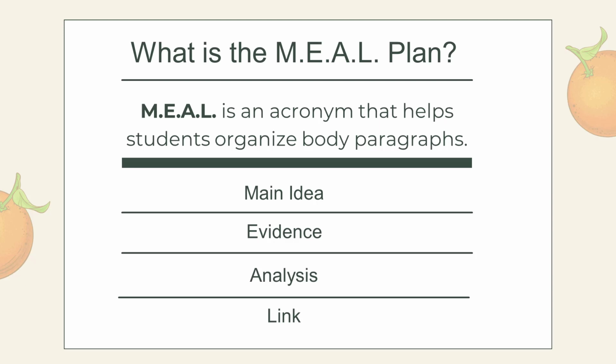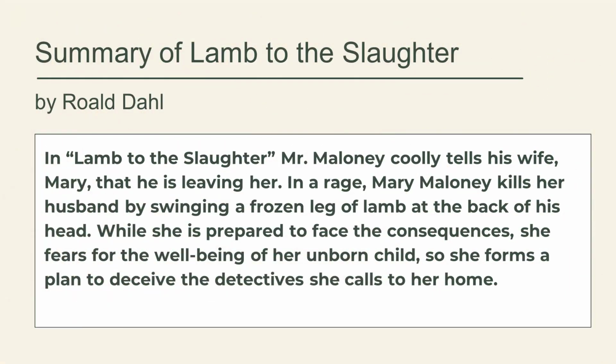But before we get started, let's look at a summary of a story which we're going to be analyzing. So if you're not aware, Roald Dahl is the author of Charlie and the Chocolate Factory, BFG, James and the Giant Peach, and so many other well-known children's stories. But he also wrote stories for teenagers and adults. Here's one called Lamb to the Slaughter.